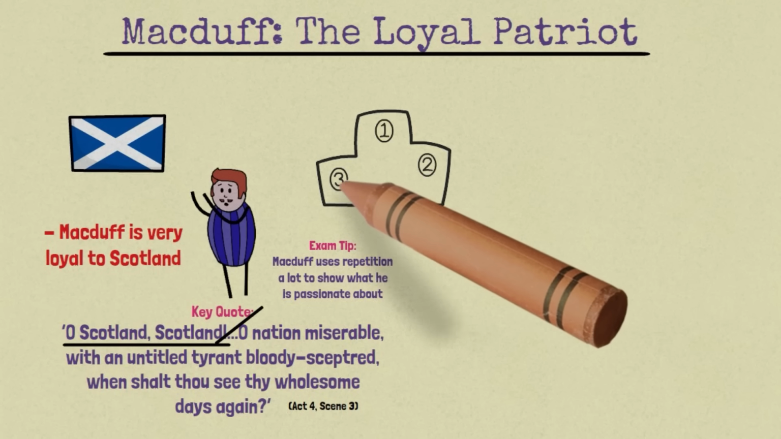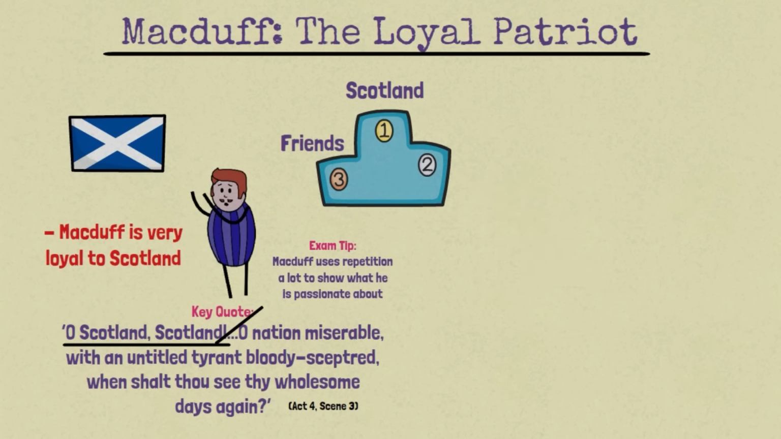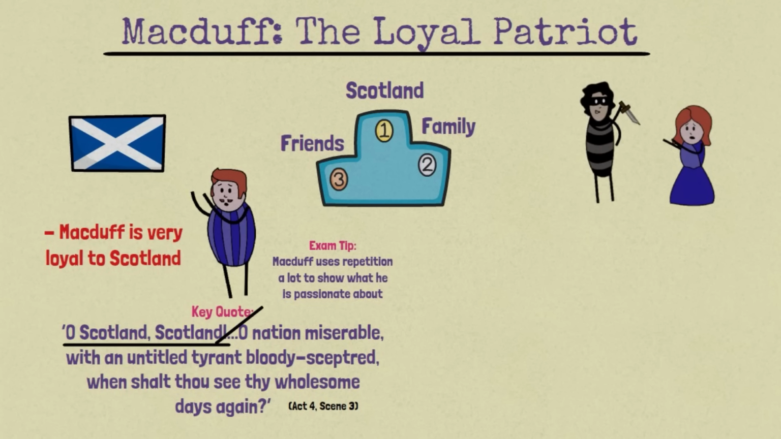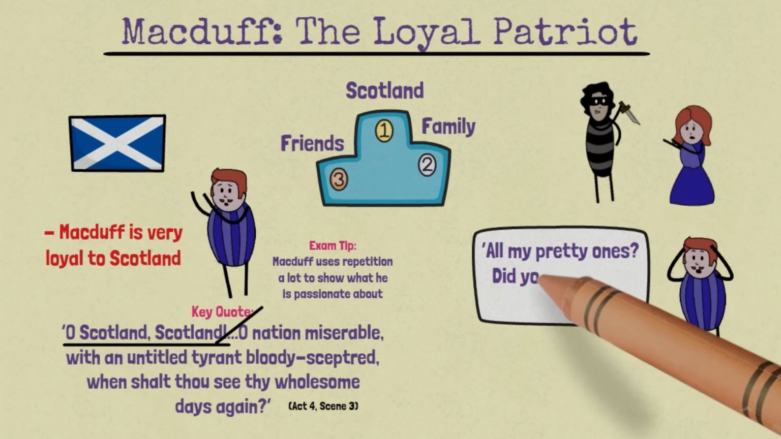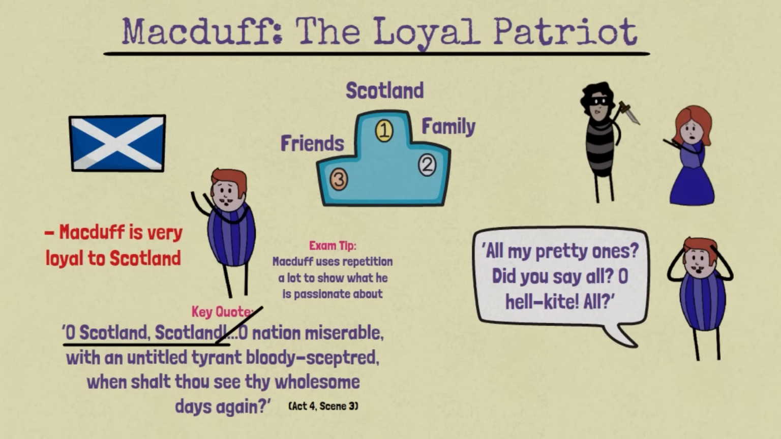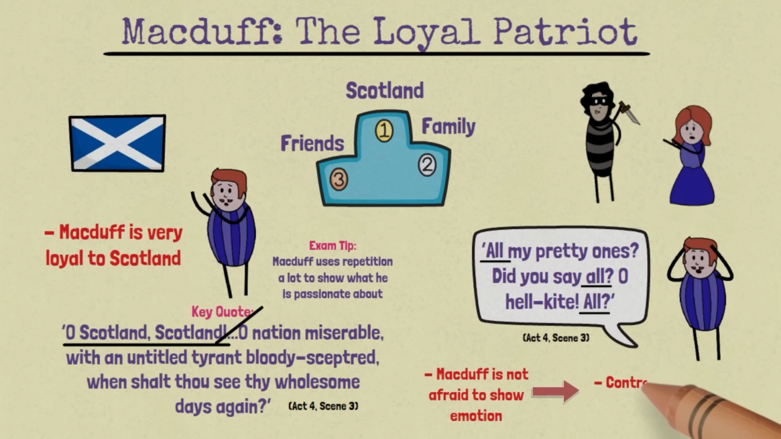However, he puts his love for his country over everything, even the protection of his family, as in his absence they are all murdered by Macbeth's assassins. He has a raw, powerful reaction to this news, crying out, "All my pretty ones! Did you say all? Oh, hellkite! All?" Macduff is not afraid to show emotion, which contrasts the flawed version of masculinity shown by Macbeth and his wife.